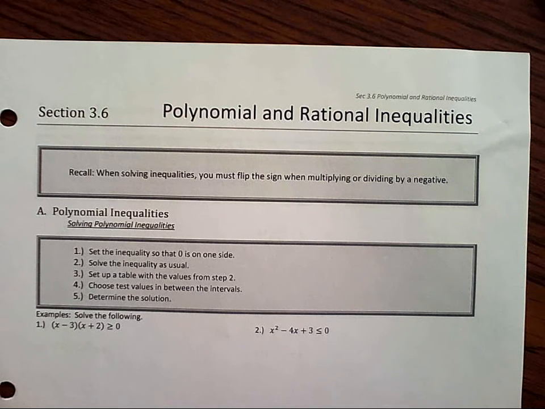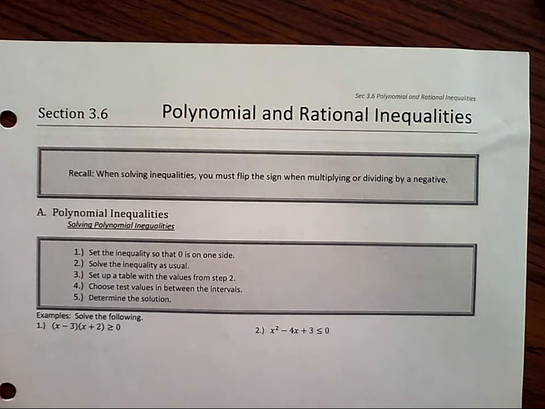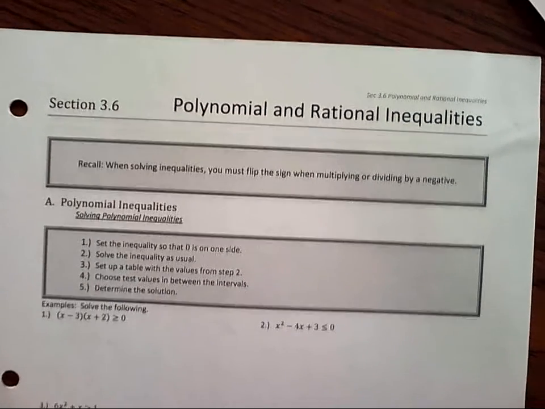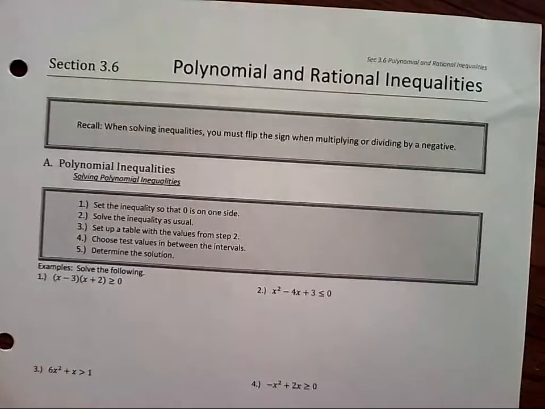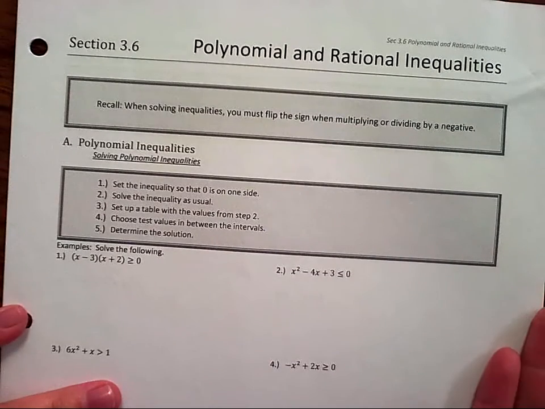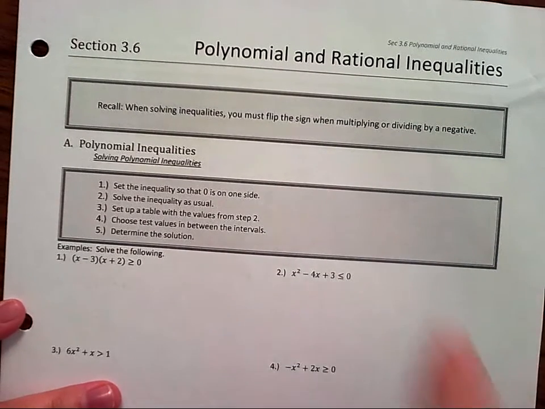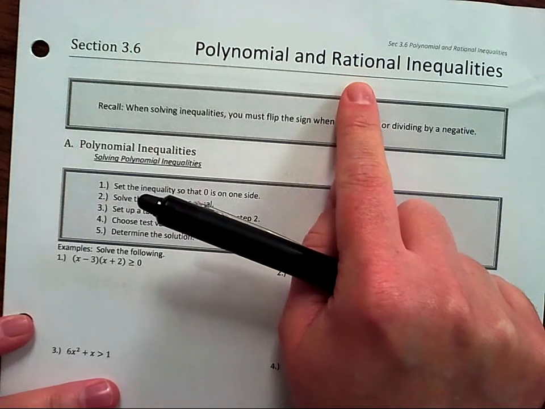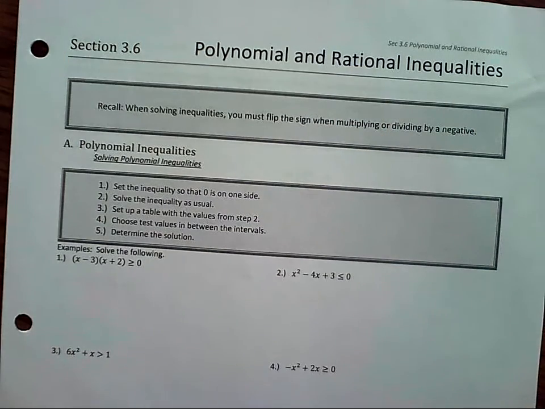So we're going to do polynomial and rational inequalities. So what's a polynomial again? It's X to whole number non-negative powers. What's rational? Fraction. Good. So we know what we're dealing with.